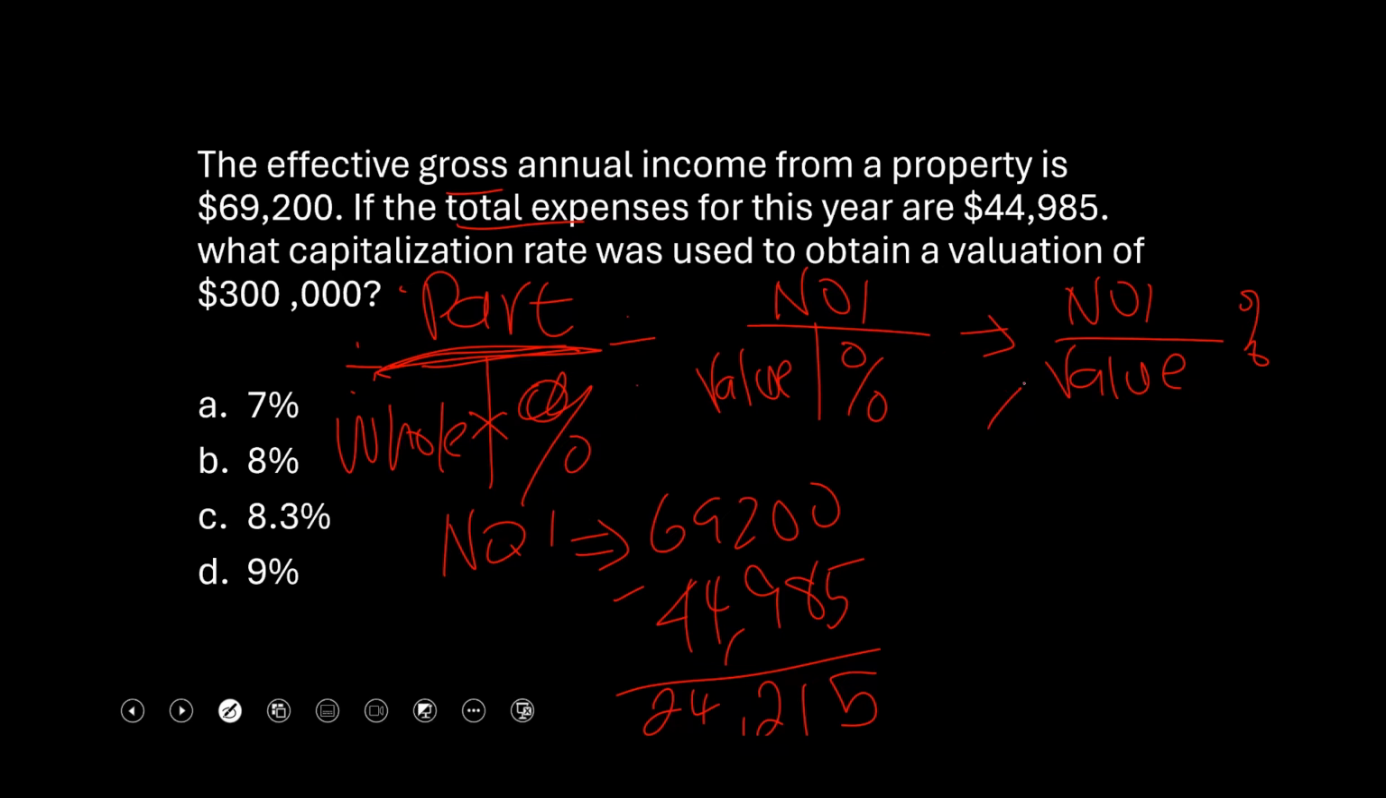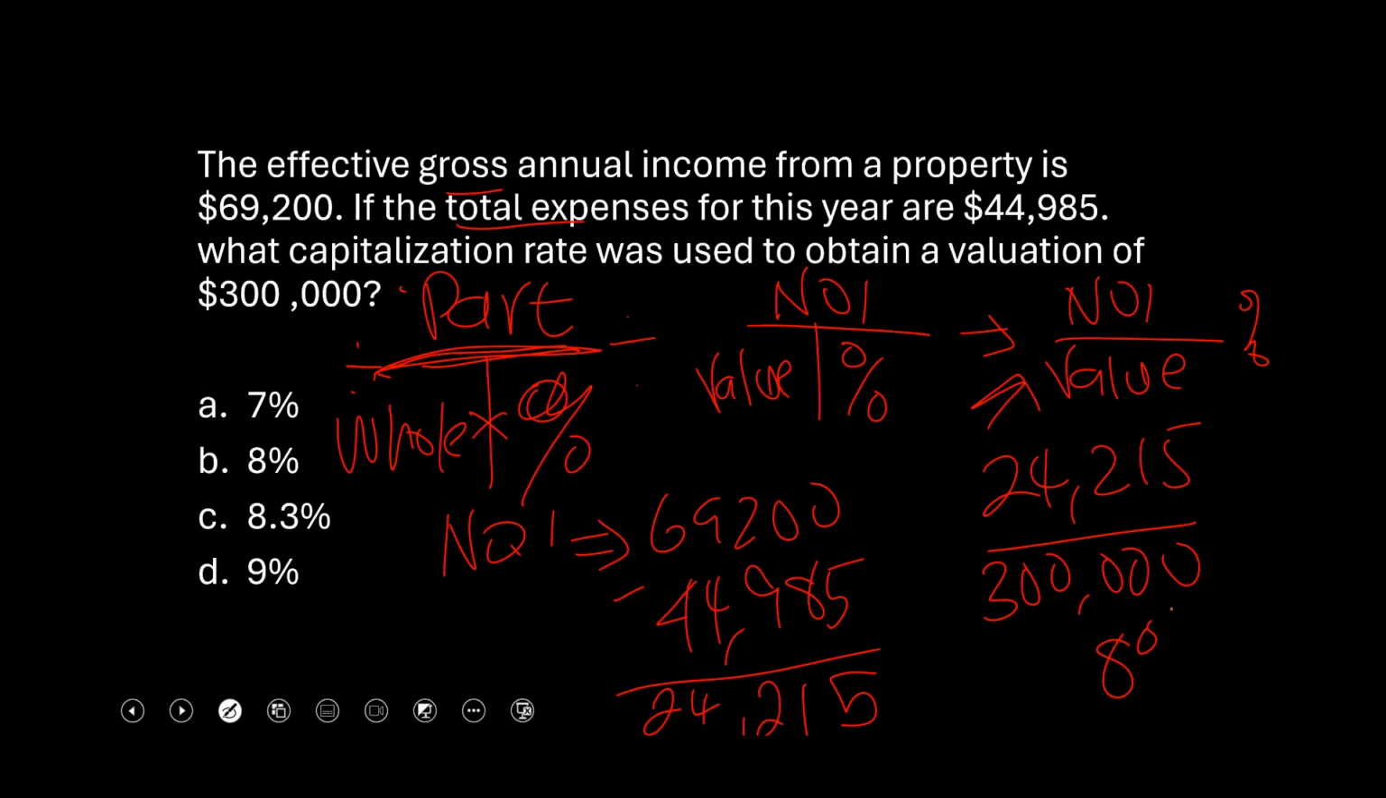Then we're going to use this formula to get the capitalization rate. 24,215 divided by our value of 300,000. Grab your calculator and do this math. In your calculator, 24,215 divided by 300,000, and then hit the percentage key, and that should give you 8%. And so B would be our answer.